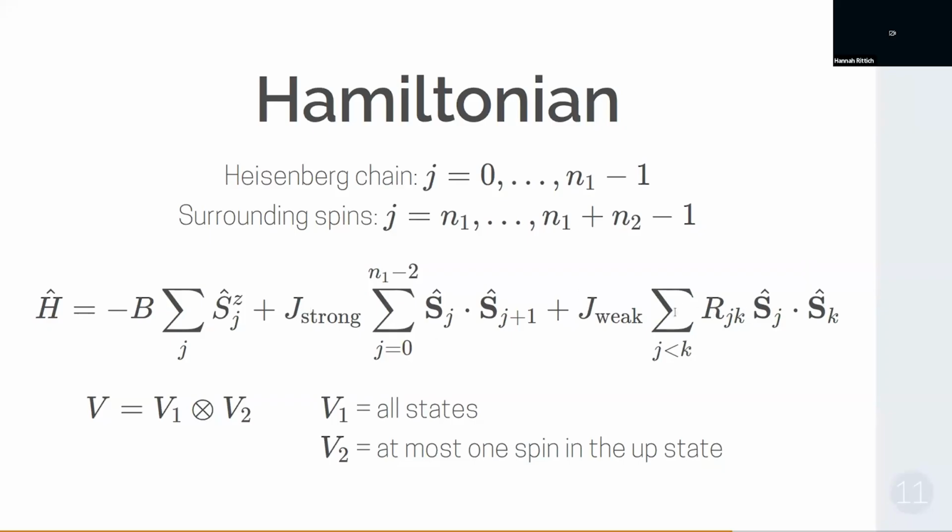Since J strong and J weak are positive, we're in the antiferromagnetic case, because minimizing the energy means having the spins pointing in opposite directions.